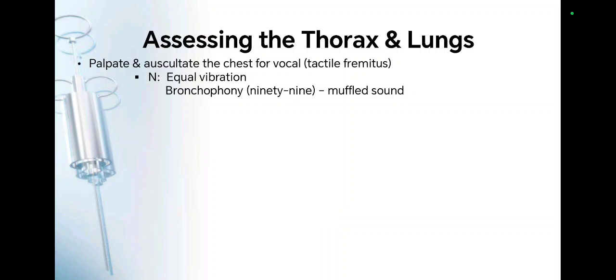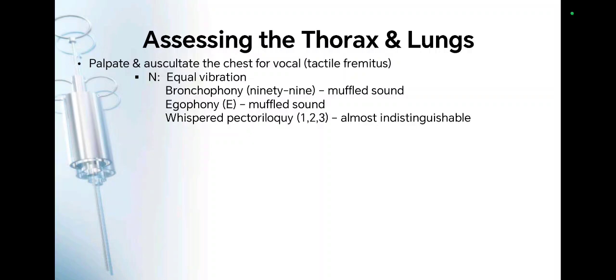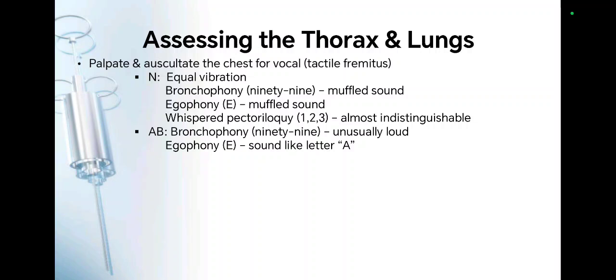So again, we have to check bronchophony. We can check the tactile fremitus by performing bronchophony, wherein you ask the patient to say the word 99. We also have egophony, wherein you ask the patient to say the letter E. We have the whispered pectoriloquy, if you ask the patient to say the numbers 1, 2, 3. For the abnormalities, if the bronchophony 99 is unusually loud, then that's abnormal. If the letter E sounds like the letter A, that is abnormal. And if the numbers are loud and clear while auscultating the chest, then that's abnormal.